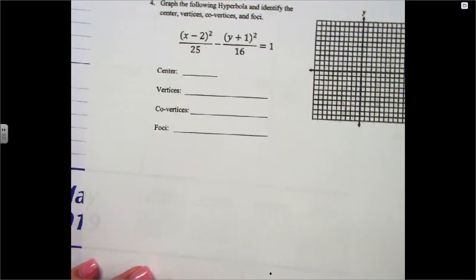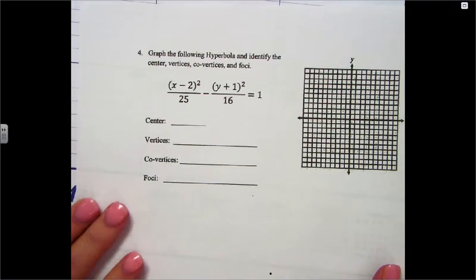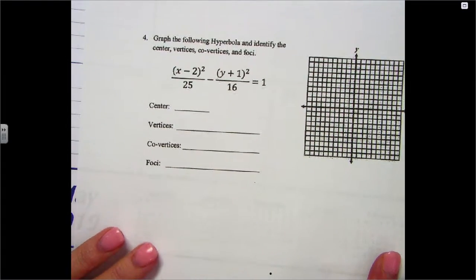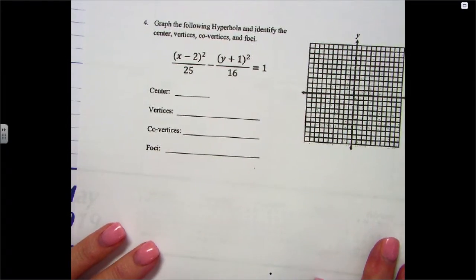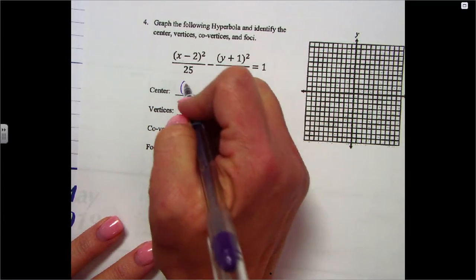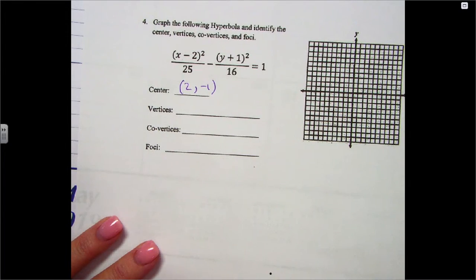So our last problem. So here we go. So this one says, graph the equation of a hyperbola and identify the center, the vertices, and the co-vertices. So we're going to do the center the same way. So the center is your h and k. So your center is going to be (2, -1), right? Because it's plus 1, so it's -1.